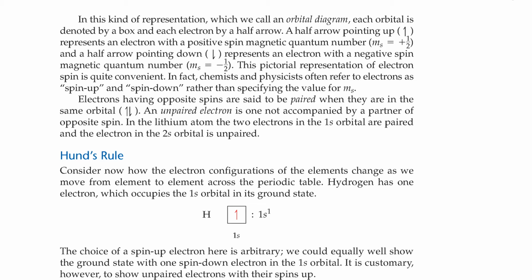Consider now how the electron configurations of the elements change as we move from element to element across the periodic table. Hydrogen has 1 electron, which occupies the 1s orbital in its ground state. The choice of a spin-up electron here is arbitrary. We could equally show a ground state with a spin-down electron in the 1s orbital. It's customary, however, to show unpaired electrons with their spins up.